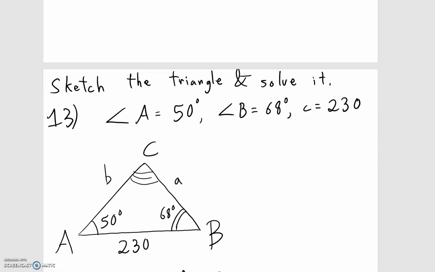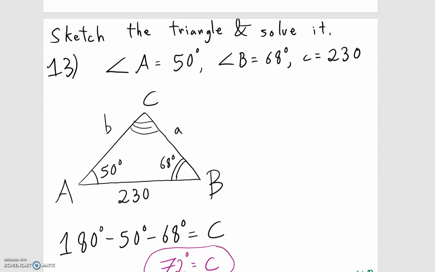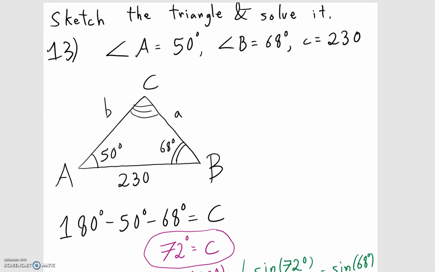Right off the bat, you know that all of the angles inside a triangle, when you add them up, must add up to 180 degrees. Scrolling down, this tells you that the angle, capital C, is 72 degrees. So now that we have found all of the angles of this triangle, we must find the sides. How are we going to do this?